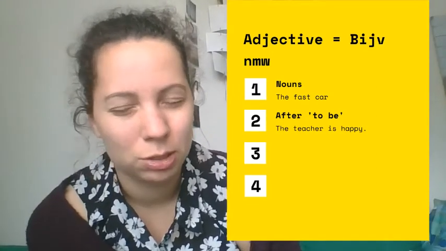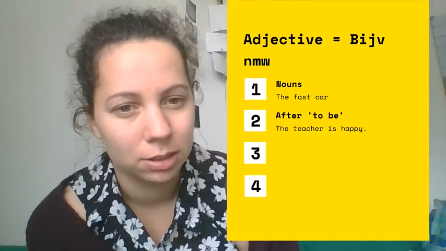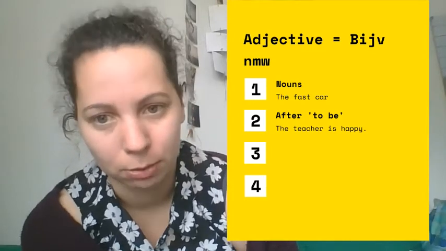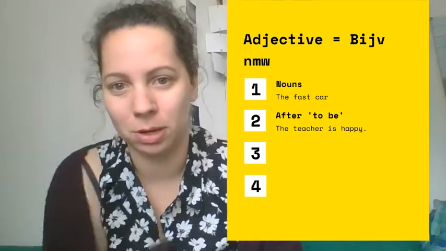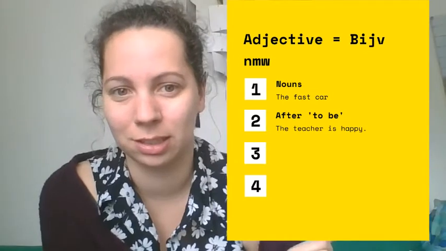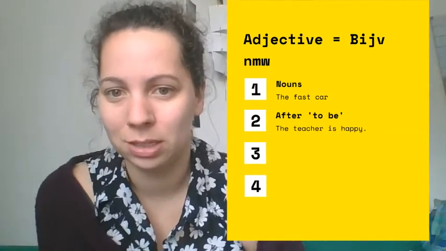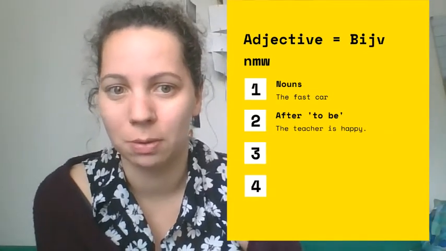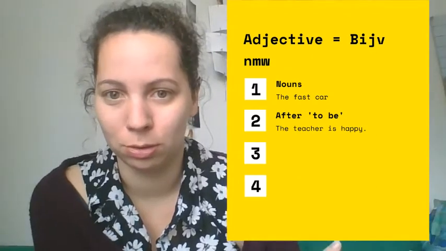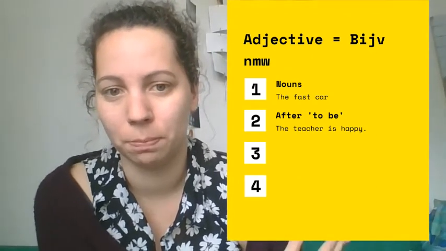So really, point 2 is still point 1. It says something about a noun. But it's easier to remember like this. That's why we put it on the list like this. So remember, it says something about nouns, zelfstandig naamwoorden. And after to be, we use an adjective as well.